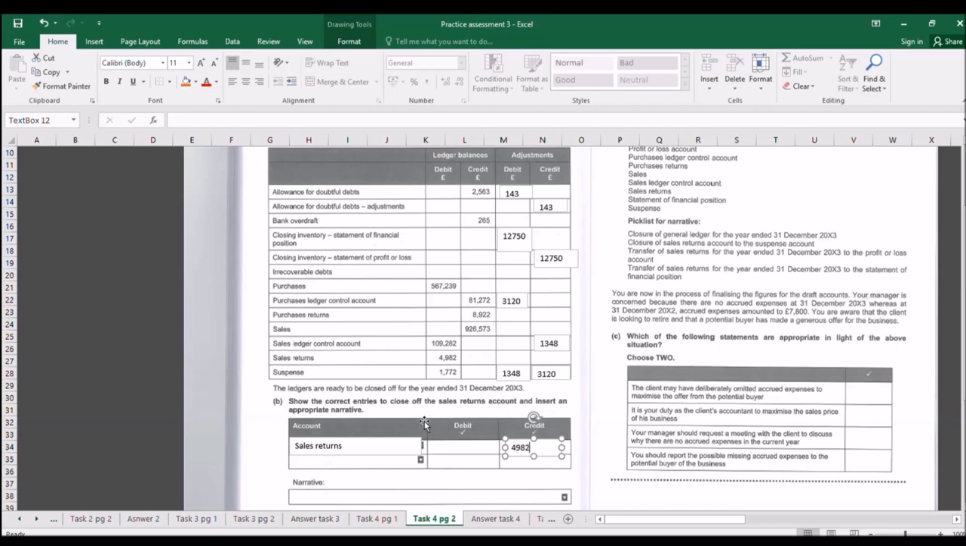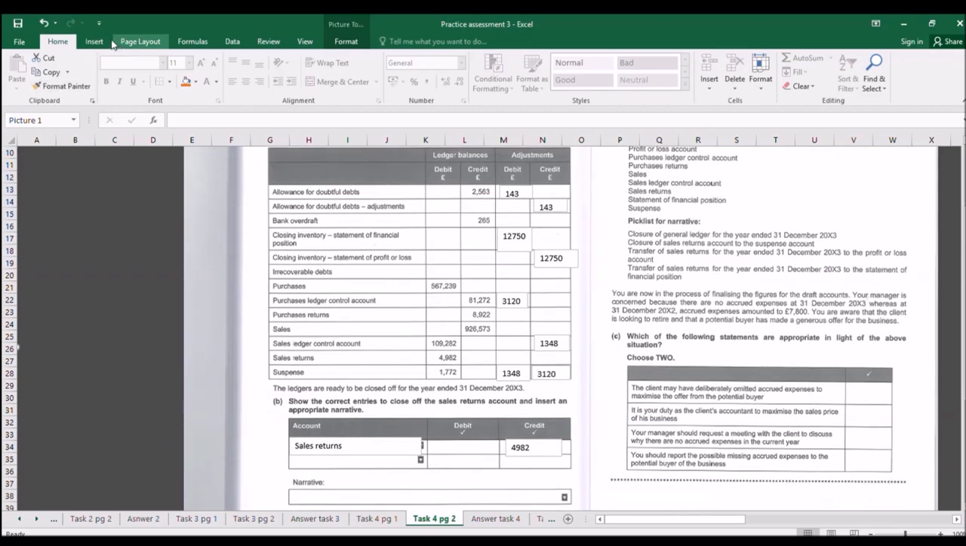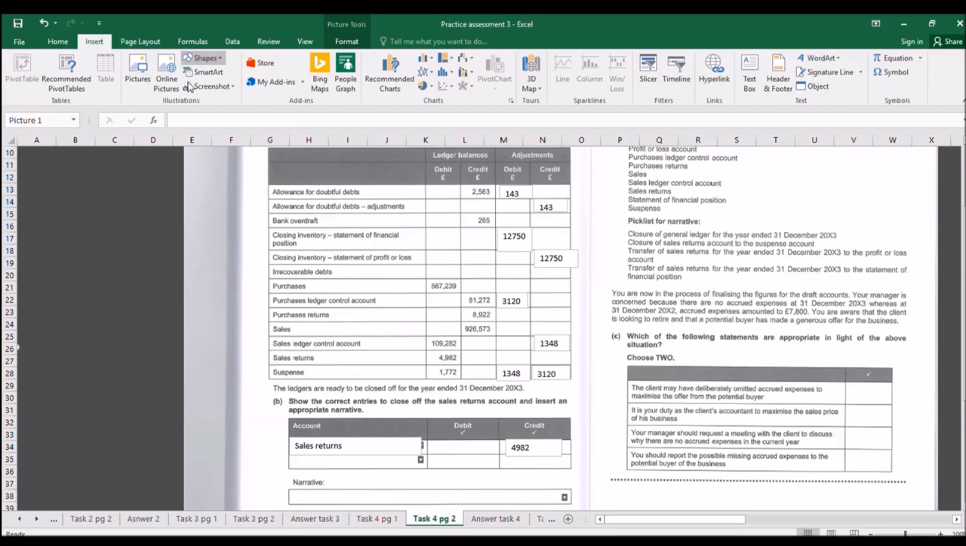494982. And then we're going to have our transfer to the net profit and loss account. What have we got here? We've got a profit and loss account there. Insert our shape and put in our profit and loss account there.